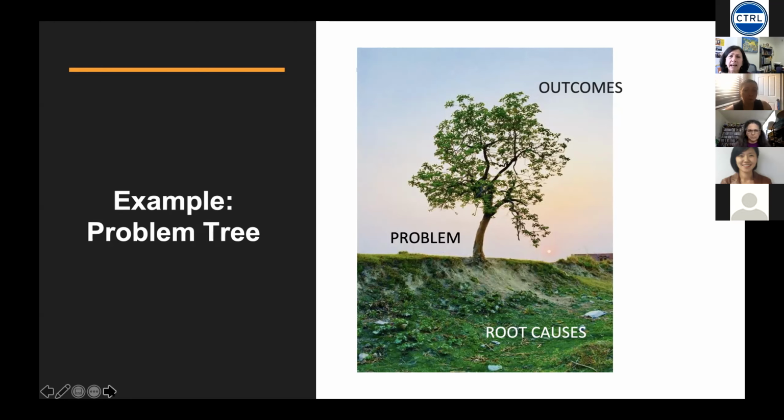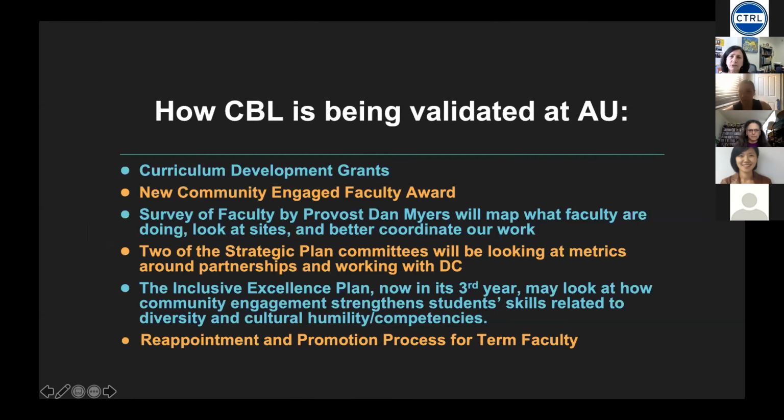So that kind of concludes the syllabus reshaping section. So we're just moving into the final phases of this session.